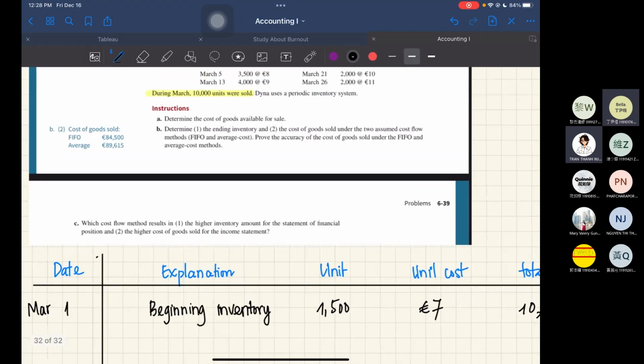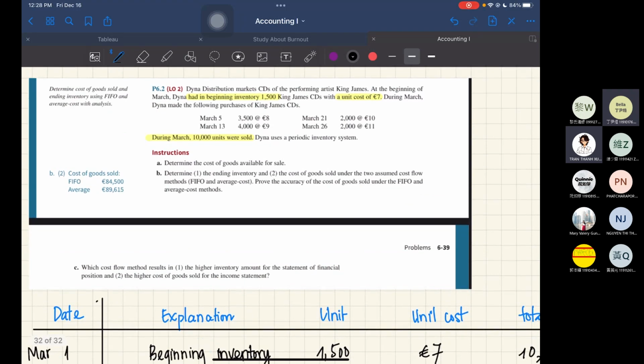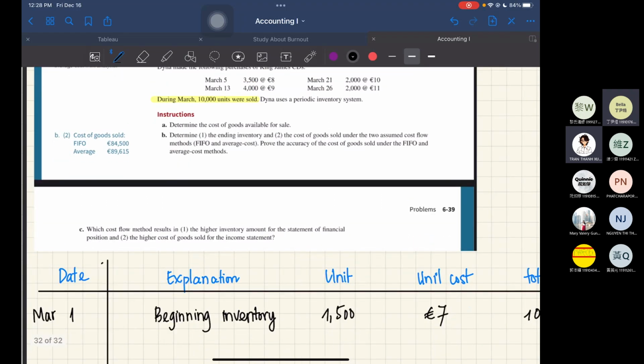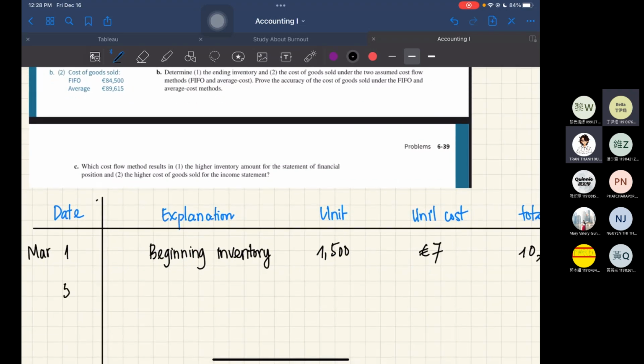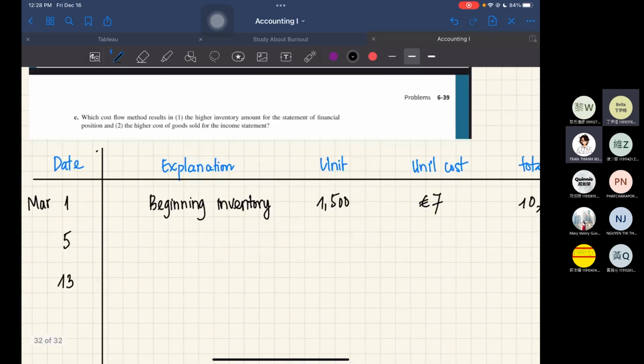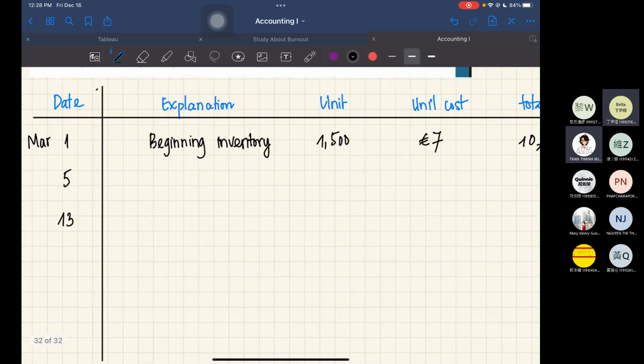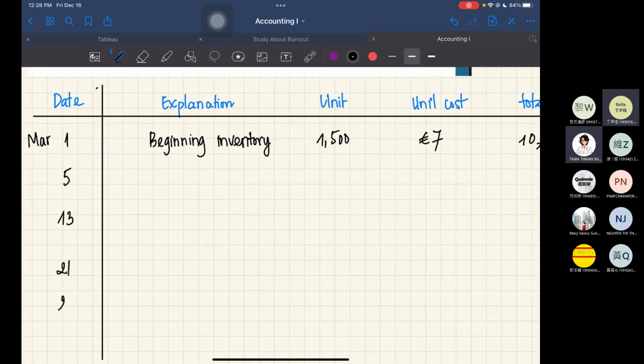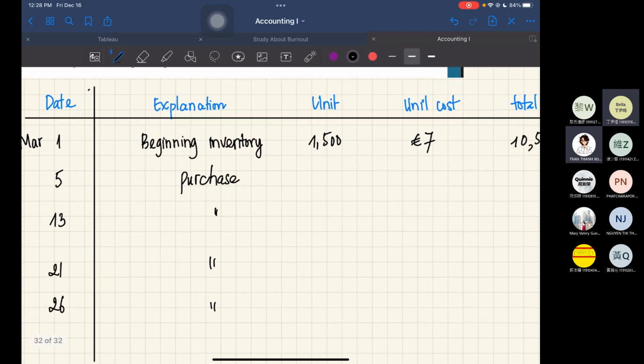So on the next transactions, they purchased on the 5th, 13th, 21st, and 26th. The units for this one are 3,500. Can someone give me the total cost?